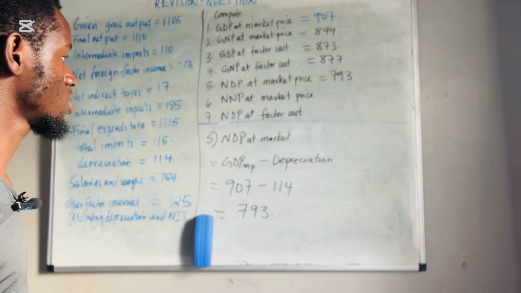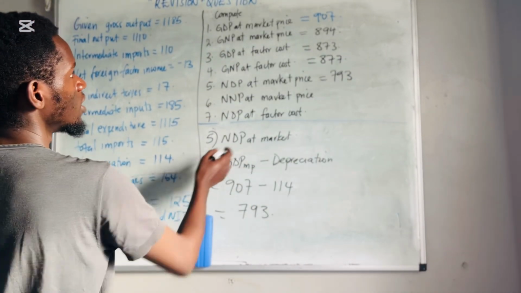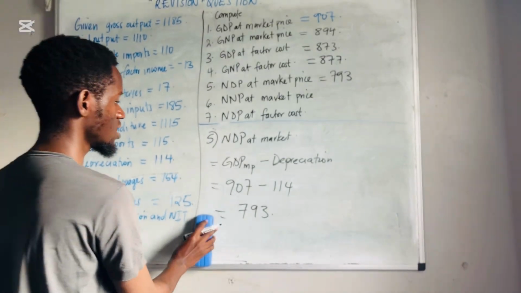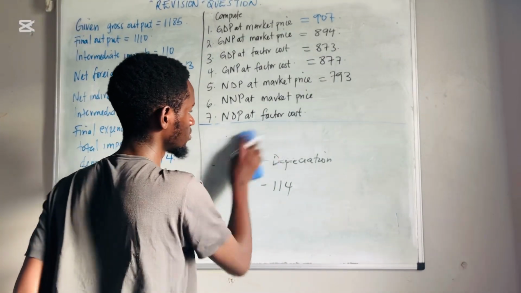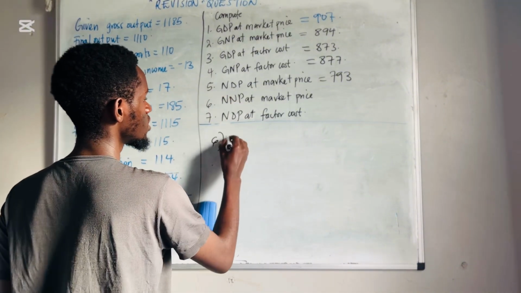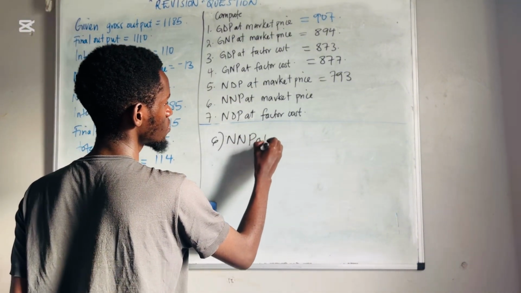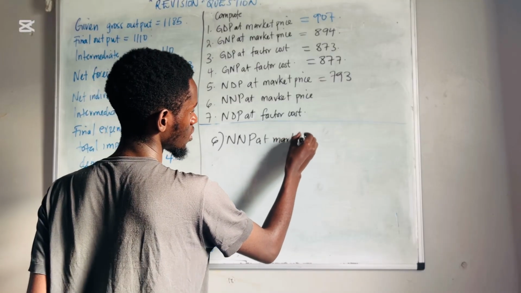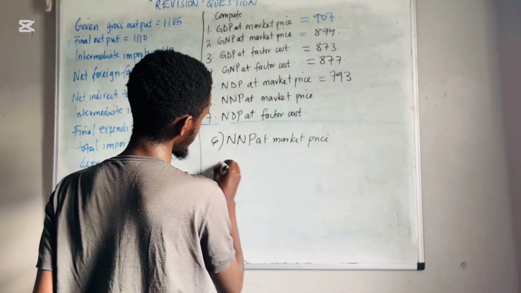Yes, for the sixth part it is net. Now we're going for net national product at market price. You said transforming from domestic to net? Transforming from domestic to national, we just need to add net foreign factor income.